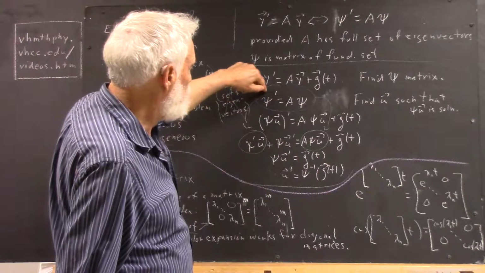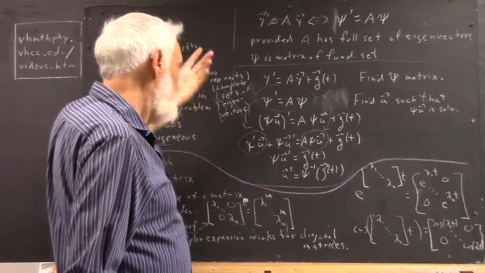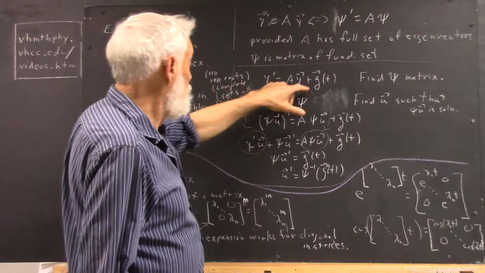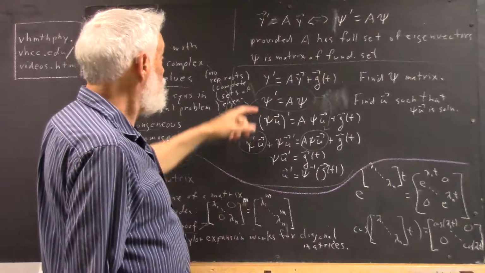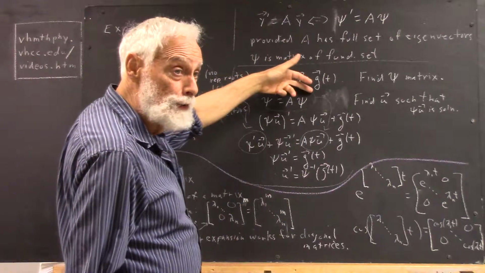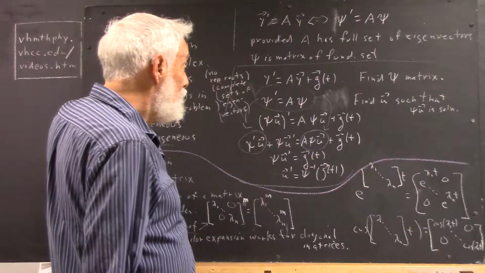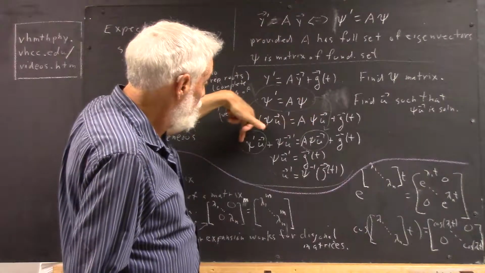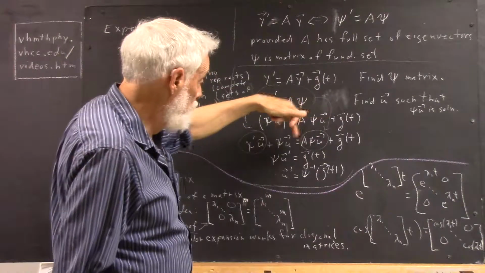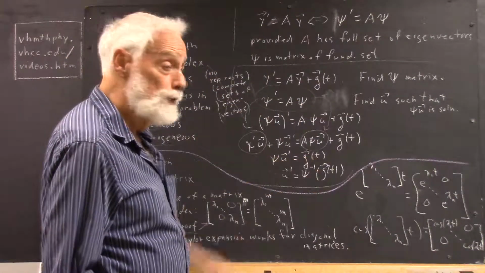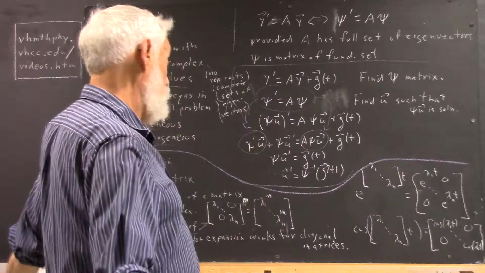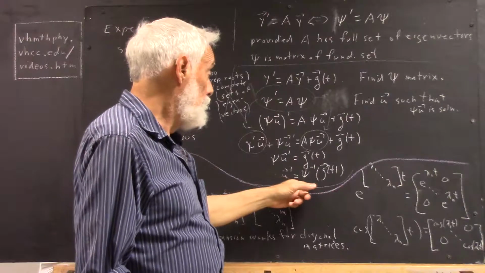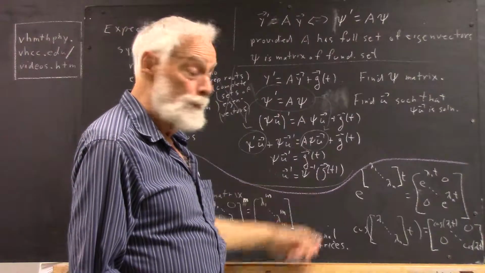Then we use the fact that psi prime equals a psi. Well, if psi prime equals a psi, then psi prime u is going to have to equal a psi u. So psi prime u is equal to a psi u. So these things cancel out of the equation, and we just end up with psi u prime equals g of t. And in the most straightforward way, u prime is going to be psi inverse g of t.